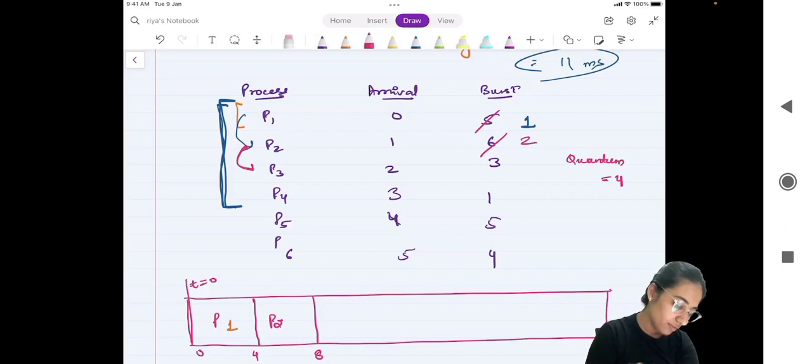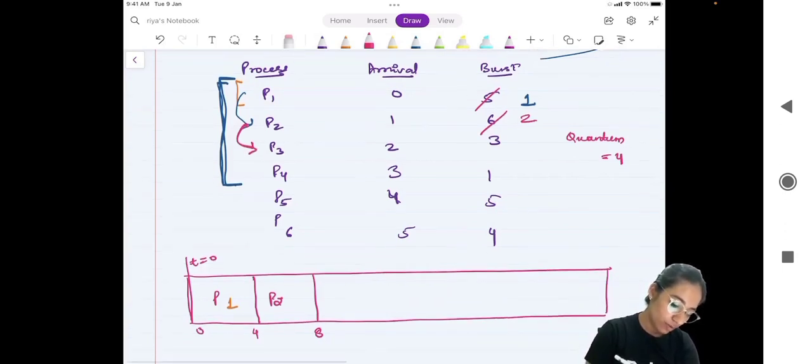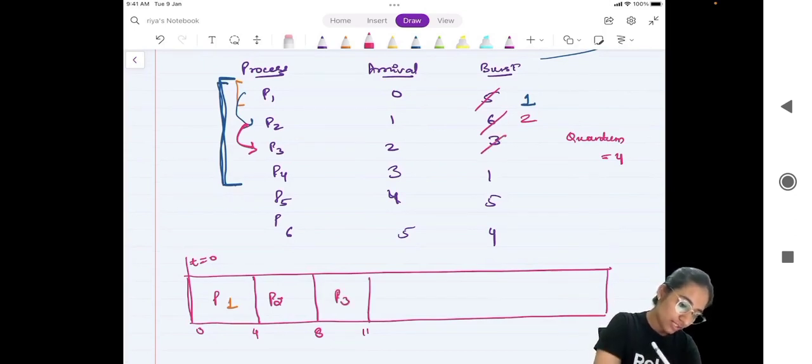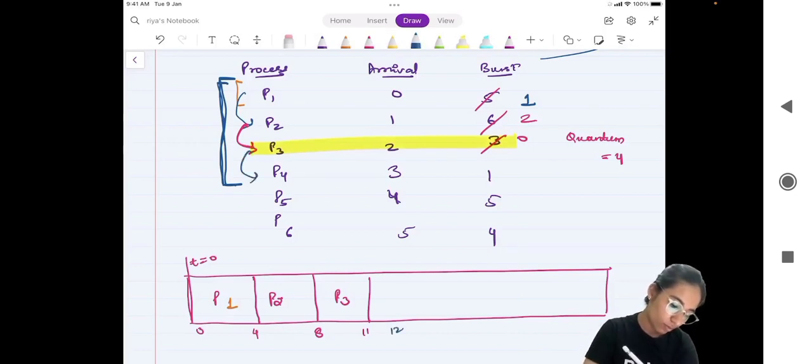Now after this, we will give it to P3. With P3, it will only execute for 3 units because its burst time is 3. So this is left with 0 and this is done as well. Now we go to P4. P4 has a burst time of 1 only, so we have P4 and it's done. Okay, then we have P5. P5 will run for 4 units and it will still have 1 unit left. Now this is also done.